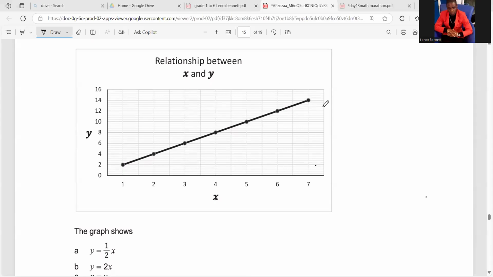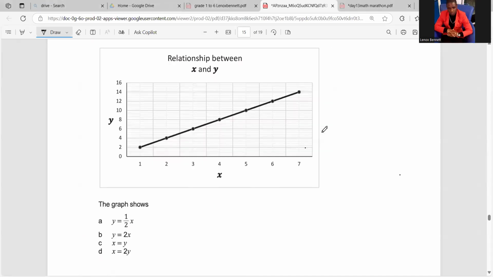I think what I can do is just make it smaller so you can see everything. All right, there you go, guys. So study the graph and see which one of them actually makes sense. Is it y equals half x? Is it y equals 2x? Or is it x equals y? Or is it x equals 2y?